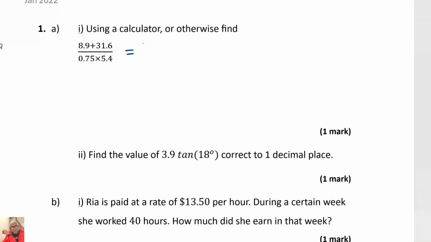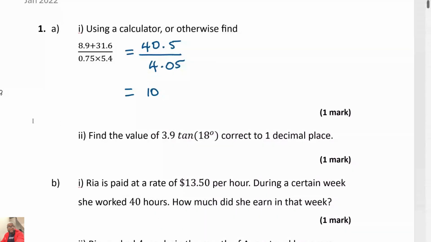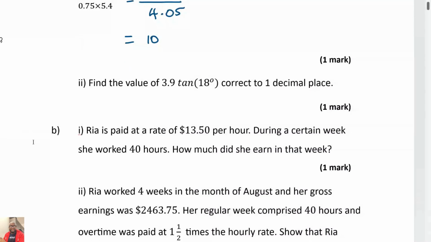40.5. 40.5 divided by 4.05, and my answer would be 10. Question done. Yeah, and right now I'm feeling hot, boy. Right, let me go next.